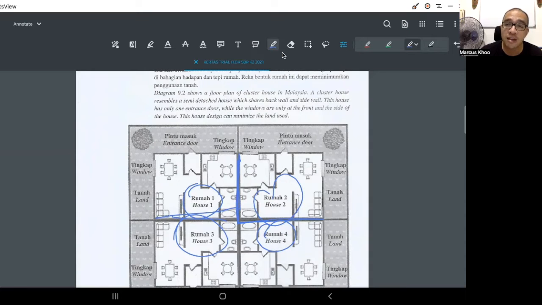Wow, it's a very tiny house. The bedroom is only like one. Anyway, this is a cluster house.